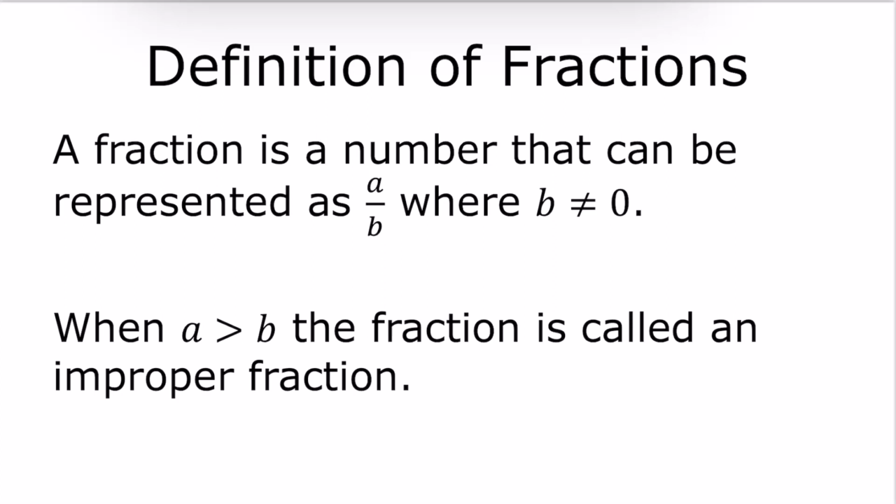And when a is greater than b, the fraction is called an improper fraction. So, for example, if a was 1 and b was 3, that would be just a regular fraction. But if a was 7 and b was 3, that would be an example of an improper fraction. Later on, we'll talk about how improper fractions can be converted into mixed numbers, because the number 7/3 is actually equal to 2 and 1/3, because 6/3 makes 2 wholes. So that's the definition of a fraction.